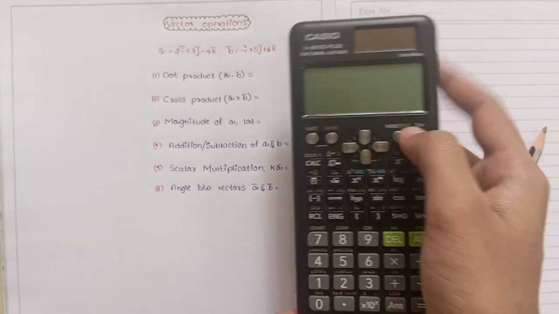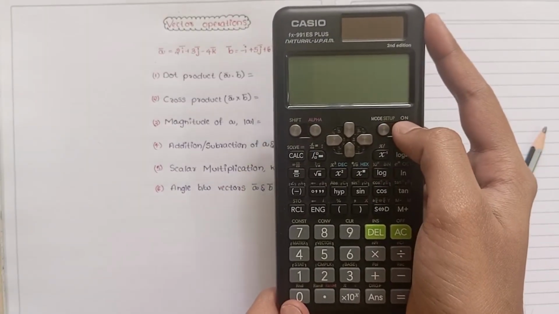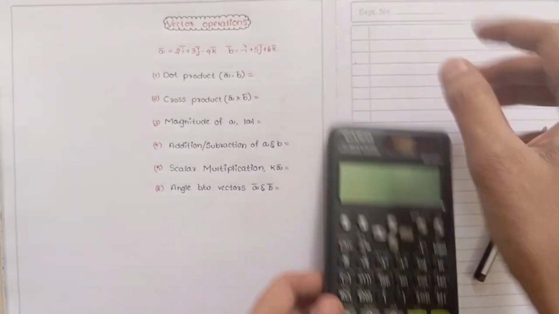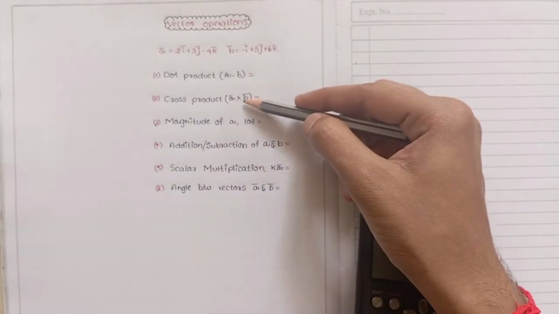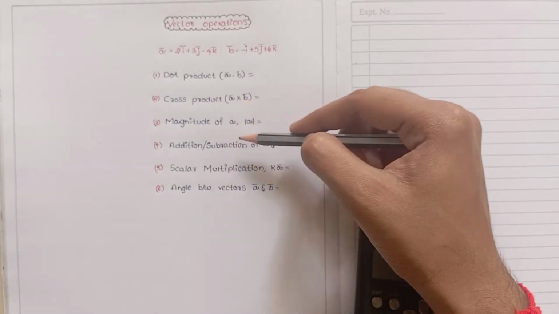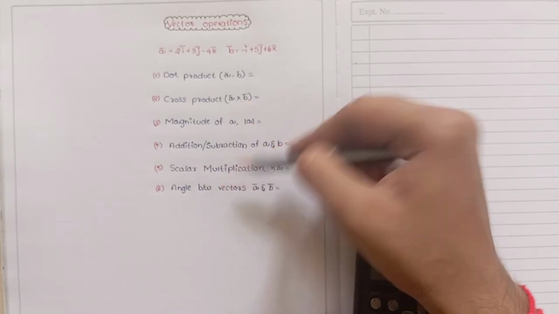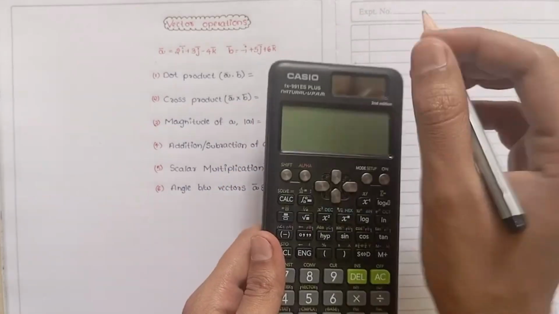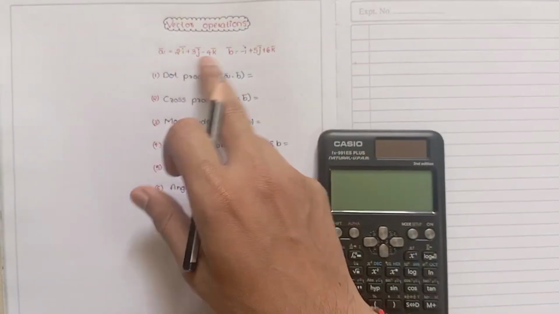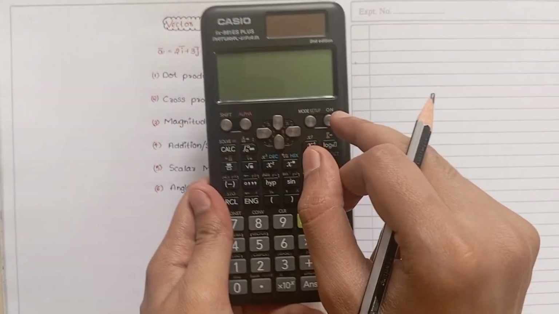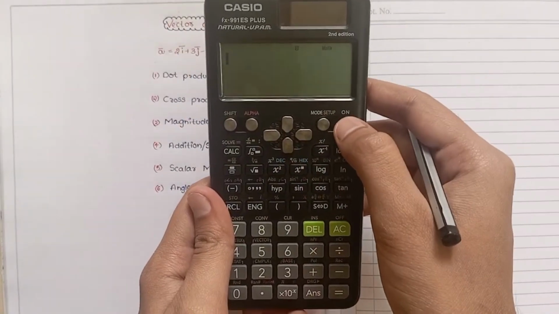We will perform vector operations in scientific calculator. Okay, so we will perform all these operations: dot product, cross product, magnitude of a vector, addition, subtraction, scalar multiplication, angle between two vectors. So what we have to do, we have to first give these two vectors as inputs to this calculator.